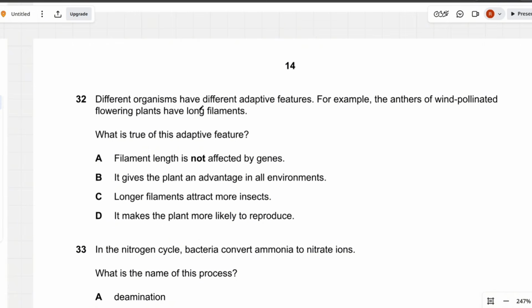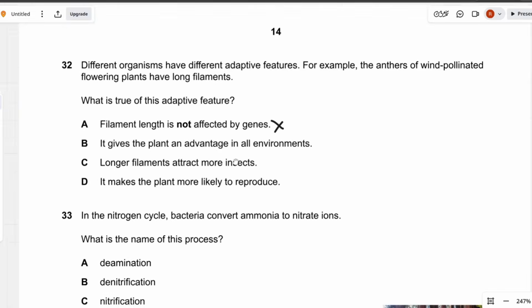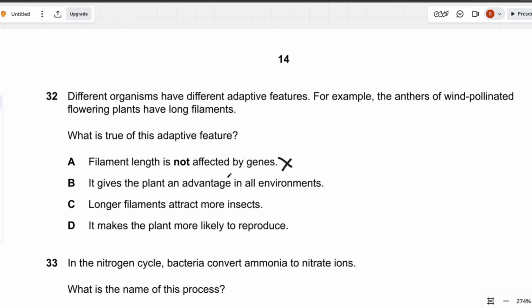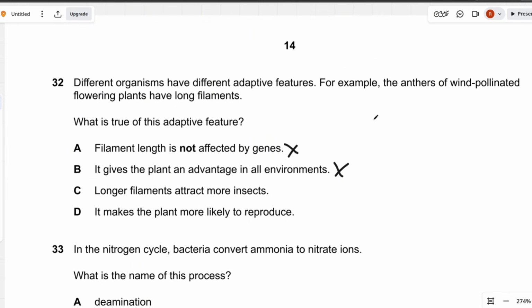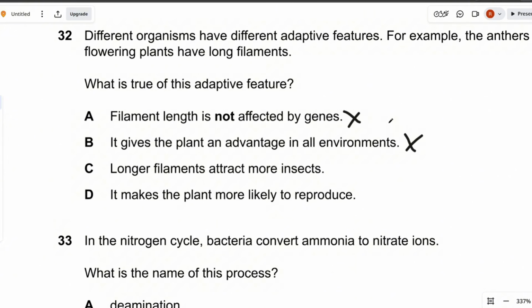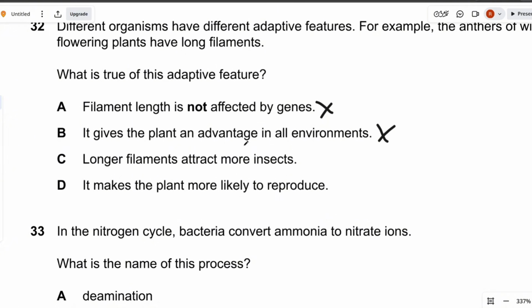Different organisms have different adaptive features. For example, the anthers of wind-pollinated flowering plants have long filaments, which is true of this adaptive feature. Filament length is not affected by genes. That is wrong. Every feature in an organism is affected by genes and also by the environment. It gives the plant an advantage in all environments. It does give a plant an advantage, but it doesn't necessarily give it an advantage in all environments. There might be an environment where that increased anther length actually is detrimental. For example, it could draw predators, which is not good. But in a certain environment, it's actually more beneficial.